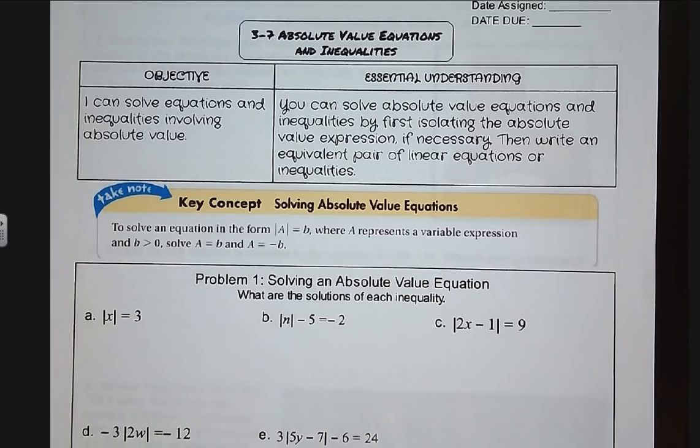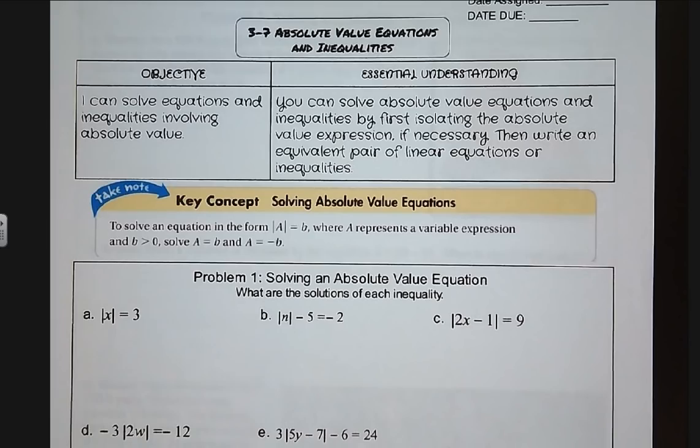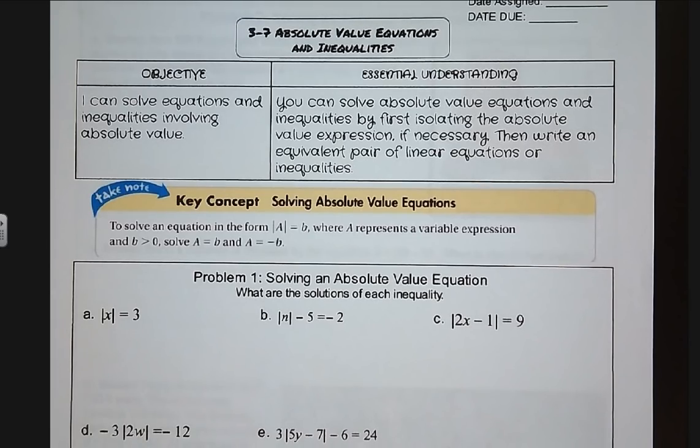Our essential understanding is that you can solve absolute value equations and inequalities by first isolating the absolute value expression, if necessary, and then writing an equivalent pair of linear equations or inequalities. So our key concept here, to solve an equation in the form the absolute value of A is equal to B, where A is some variable expression and B is greater than 0, we solve A is equal to B and A is equal to the opposite of B.